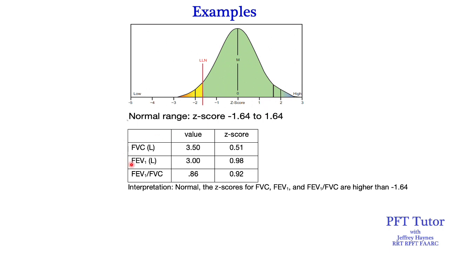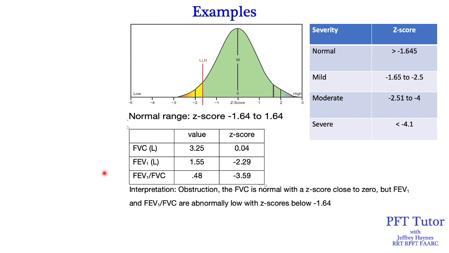The FEV1, you have a raw value of 3 liters. The z-score is 0.98, so almost at 1, so right about here. And the ratio of FEV1 to FVC is 0.86, which is a z-score of 0.92, which is also right around 1. So the interpretation is easy. This is normal. The z-scores for forced vital capacity, FEV1 and FEV1 to FVC are all higher than the lower limit of normal of minus 1.64.